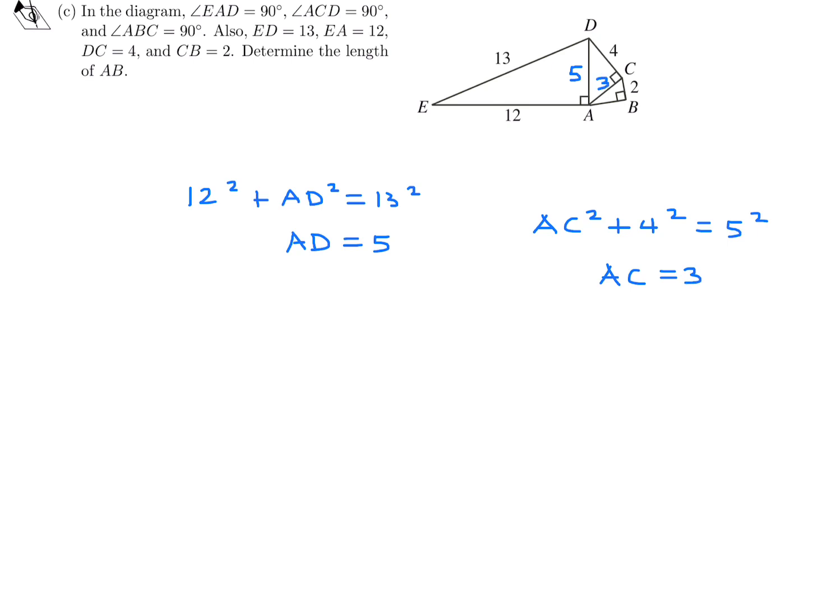And then now we have to figure out AB. So again, using Pythagoras, AB squared plus 2 squared is equal to 3 squared. So that means AB squared is equal to 9 minus 4, which is 5. And therefore, AB is equal to the root of 5.